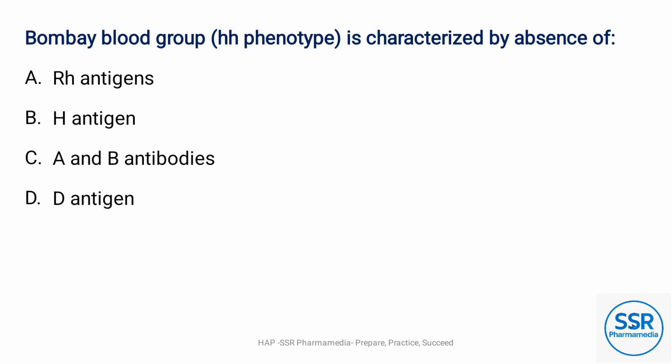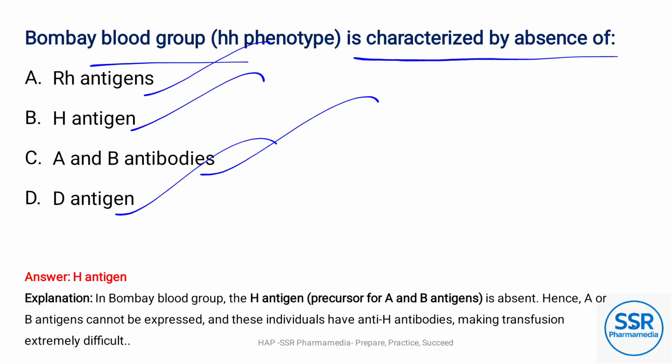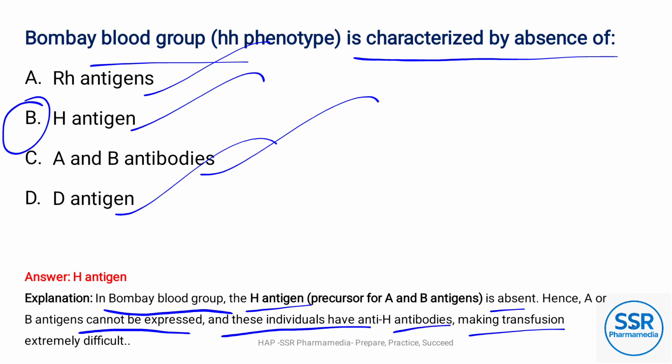So next, Bombay blood group. The HH phenotype is characterized by absence of option A, RH antigen, option B, H antigen, option C, A and B antibodies, option D, D antigen. So the answer is option B, H antigen. In Bombay blood group, the H antigen is absent. Hence A and B antigens cannot be expressed, and these individuals have anti-H antibodies, making transfusion extremely difficult.